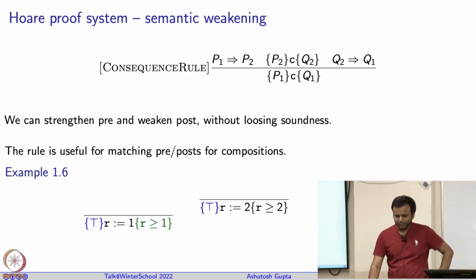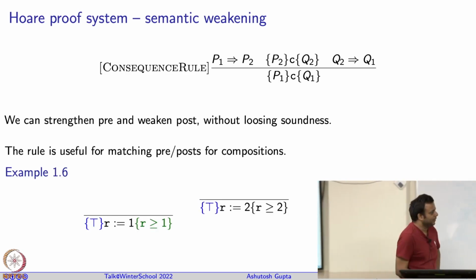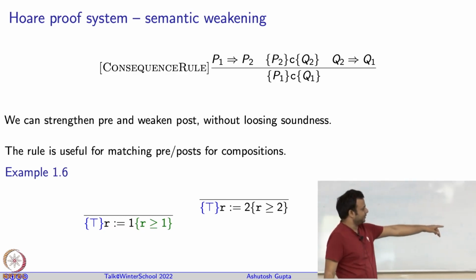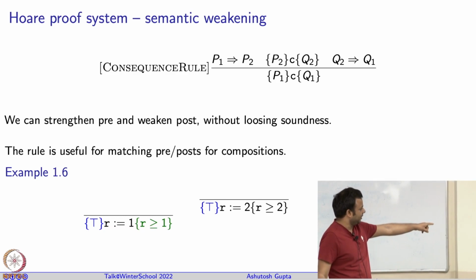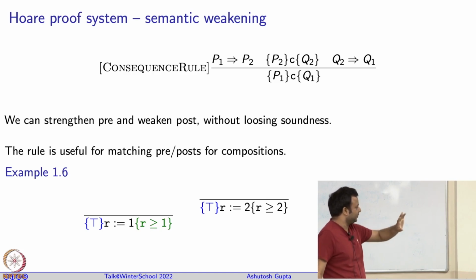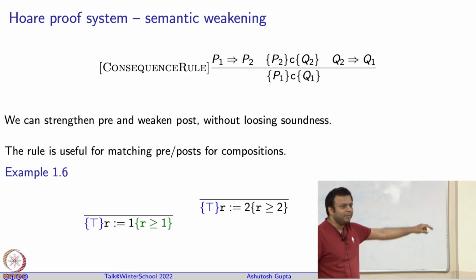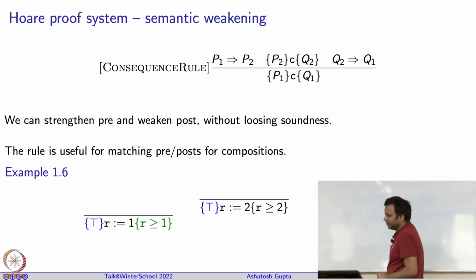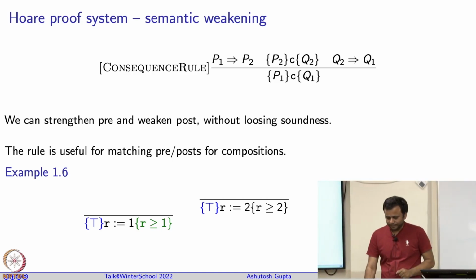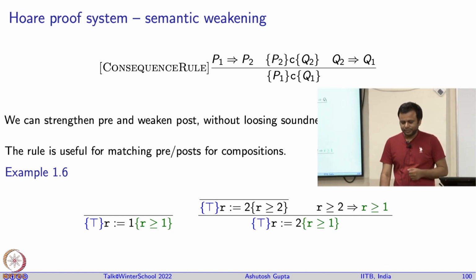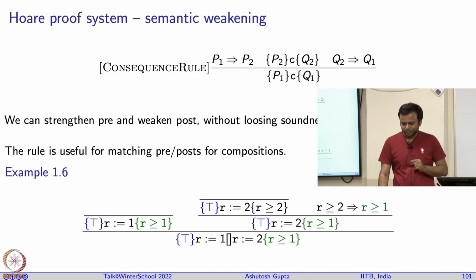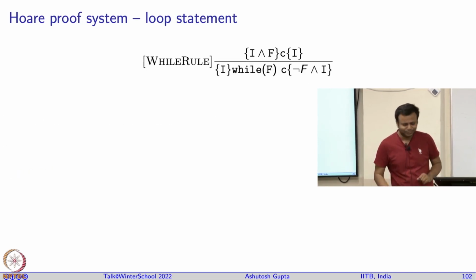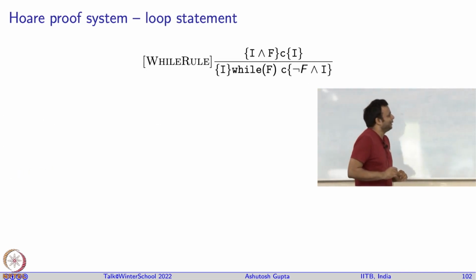So for example, let's suppose you have these two statements: r equals 1, then you get r greater than or equal to 1, and r equals 2, then you get r greater than or equal to 2. You see that they are not matching. If you want to match them, basically you weaken them. Oh man, it's a wrong example. Sorry, let's ignore this. Ignore the example.